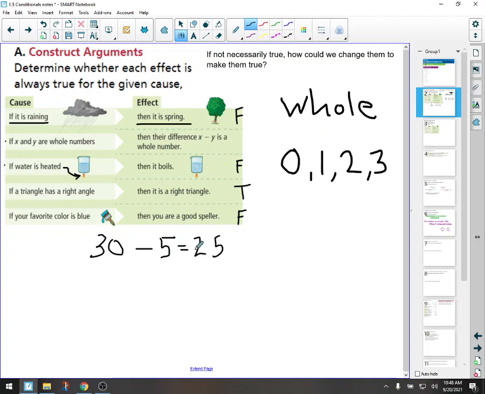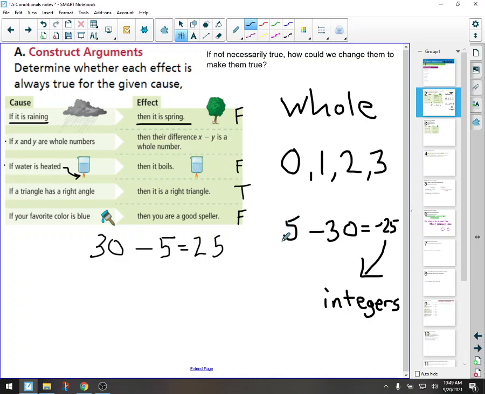So if I use these same two whole numbers, but instead I talked about them as 5 and 30, 5 minus 30 is negative 25. Negative 25 does not fit into this classification of whole numbers. It fits into a new classification that we call integers. Most people I know don't ever use the word integers. They usually just use the word whole numbers to talk about either one.